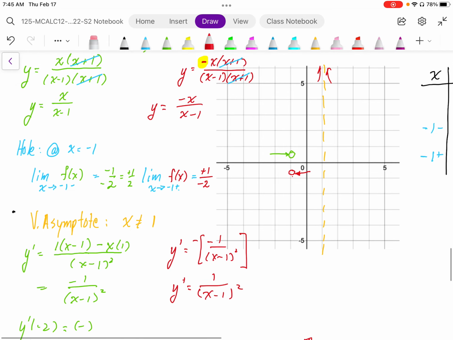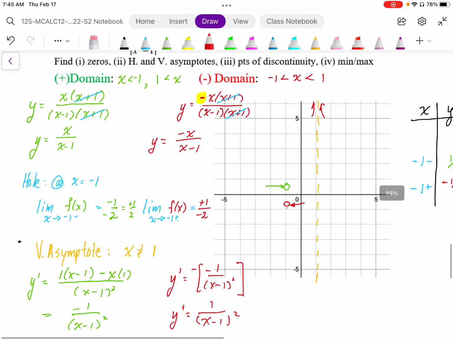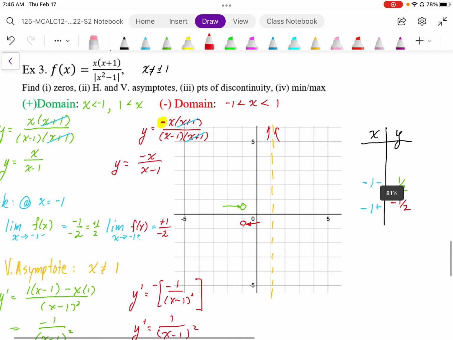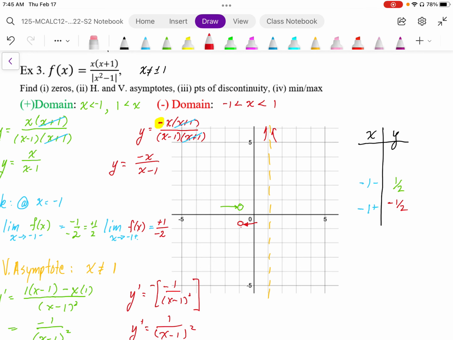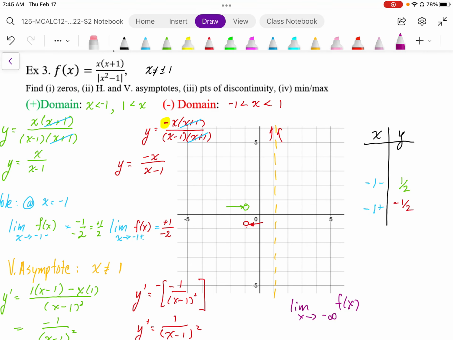Okay, so I'm going to check for my endpoint behavior, so my horizontal asymptotes. Doing the horizontal asymptote, I'll do it in a different color here. The limit as x approaches negative infinity for f of x, we're going to use a green function for both. At negative infinity, we're going to end up with negative infinity over negative infinity, which is 1. So as I go to the left, I'm going to have a horizontal asymptote at 1.